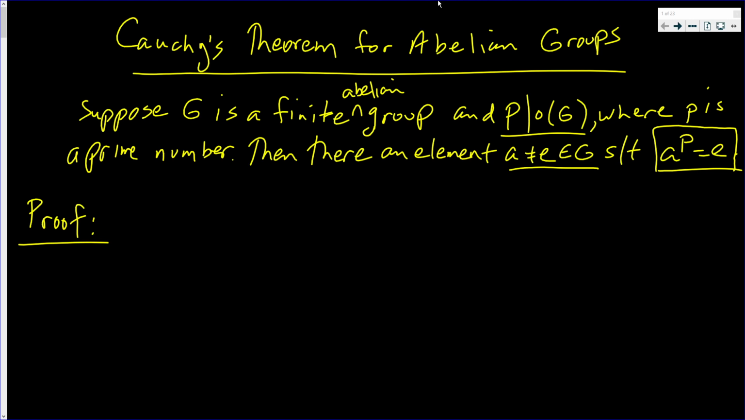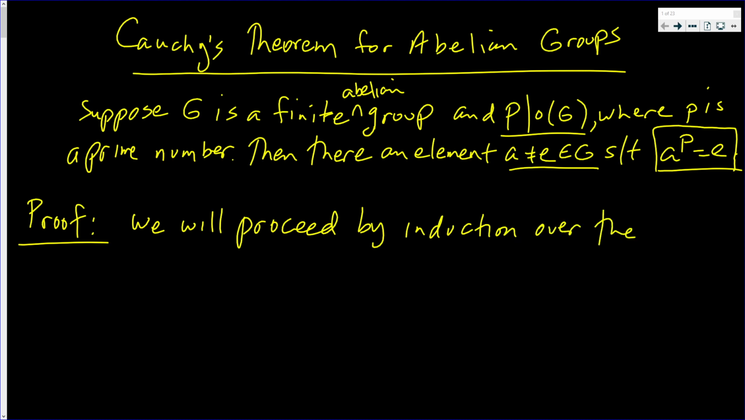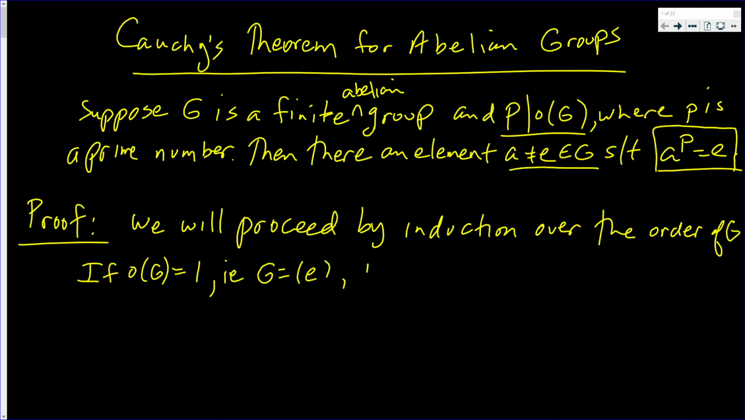Okay, so we're going to prove this by induction. We will proceed by induction over the order of G. Now, if the order of G is 1, that is, G is thus just the identity element, then the theorem is vacuously true.